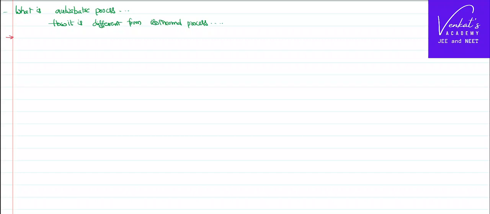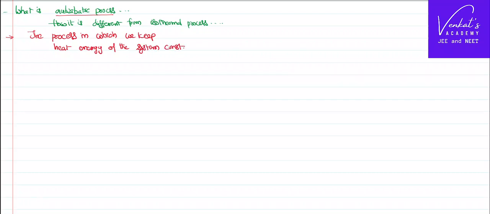In this video, we are talking about a process called adiabatic process. So, what is that adiabatic process? First of all, it is the process in which we keep the heat energy of the system constant. That means we don't allow the external heat energy to come in, or we don't allow the energy to go out. Whatever the energy that is there inside was kept constant.